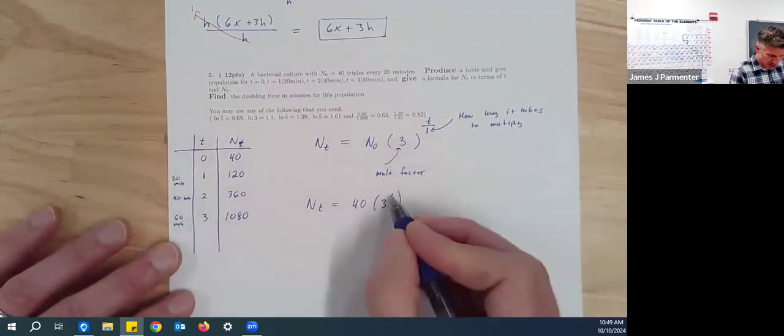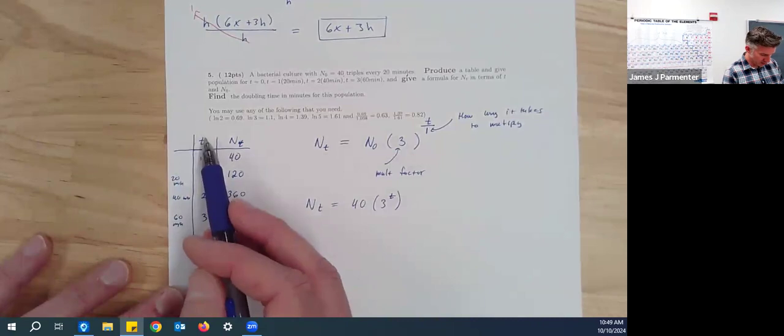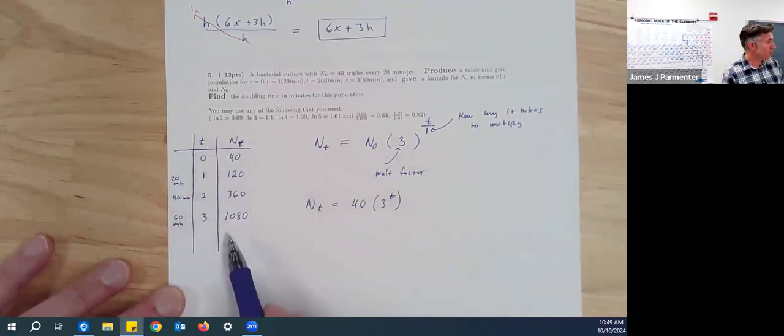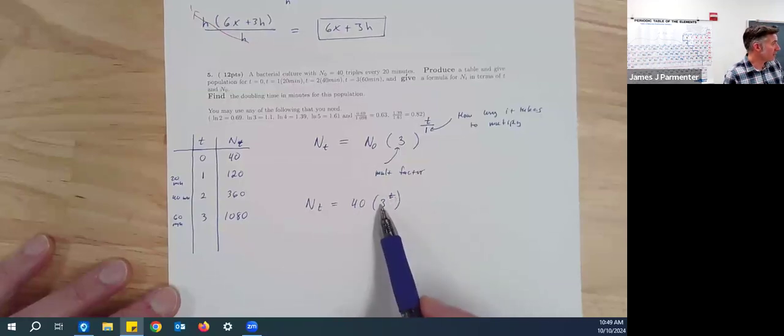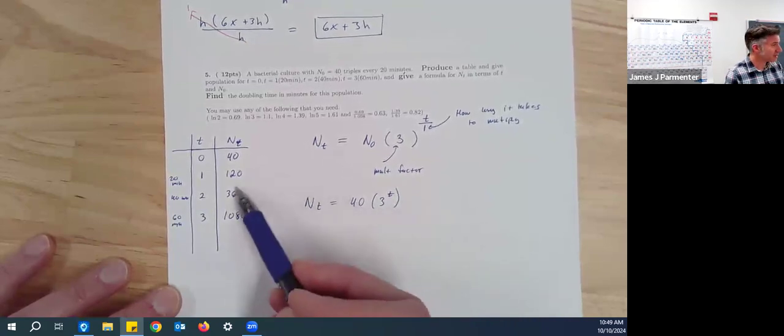And I just want you all to see that at least according to my values for t and for N(t) here, this works. If t is equal to 0, 3 to the 0 is 1, 40 times 1 is 40. If t is equal to 1, 3 to the 1 is 3, 40 times 3 is 120. If t is equal to 2, 3 squared is 9, 9 times 40 is 360.